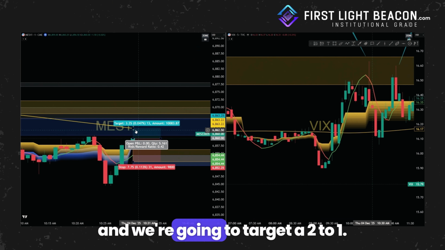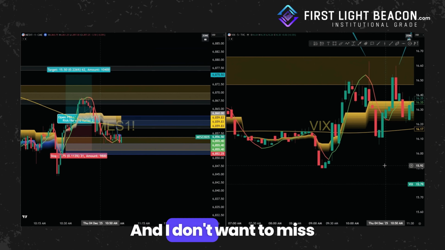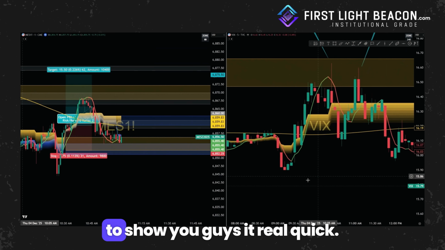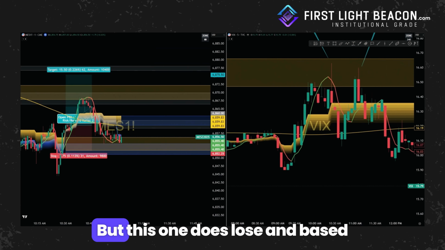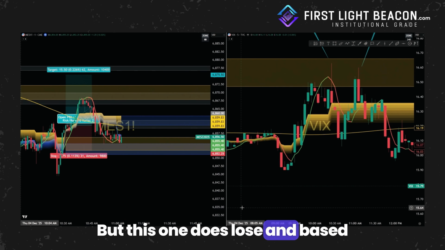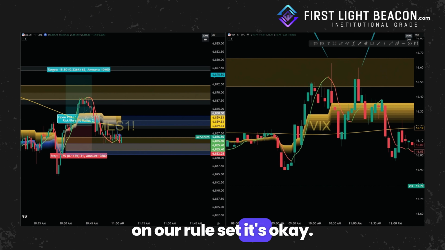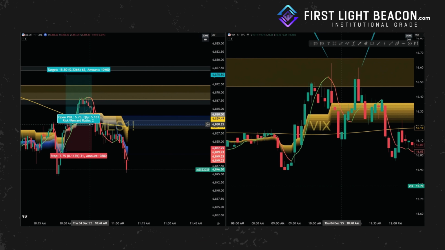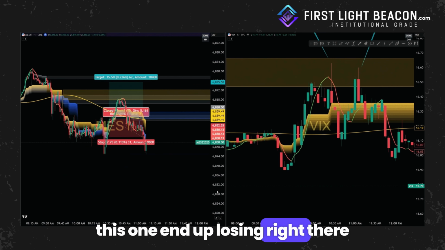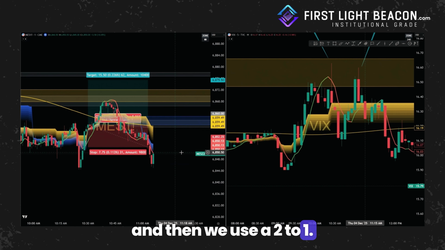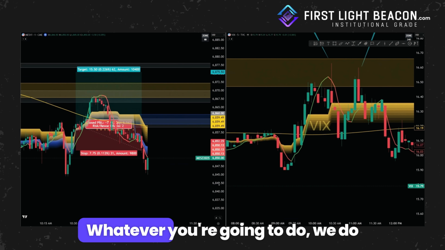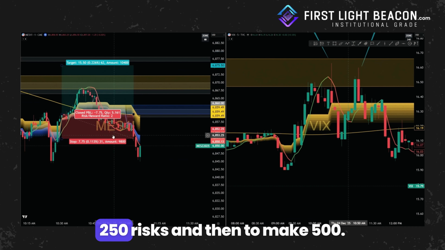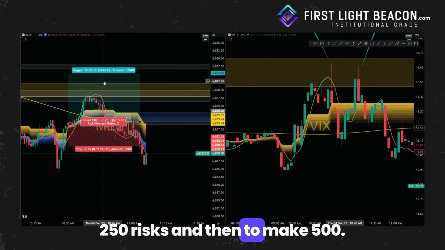That's the 45-minute candle. And we're going to put our stop there and we're going to target a 2-to-1. Unfortunately, this first one does lose and we actually dip down and go into our stop loss right there. And I don't want to miss the next one, so I'm going to show you guys real quick. But this one does lose, and based on our rule set, it's okay. We take 2 entries. So this one ended up losing right there, and then we use a 2-to-1, 2%, 1%, whatever you're going to do. We do $250 risks, and then to make 500.